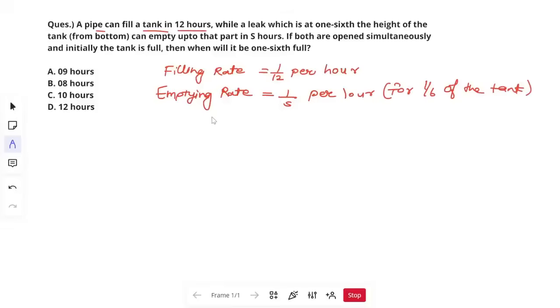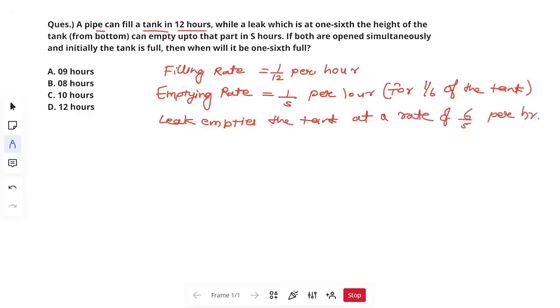So let's understand the leak effect. The leak affects only the bottom 1/6 of the tank, right? It is told when it will be 1/6 full, which means it is only affecting the bottom 1/6 of the tank. This means the leak empties the full tank at a rate of 6/S per hour, right?